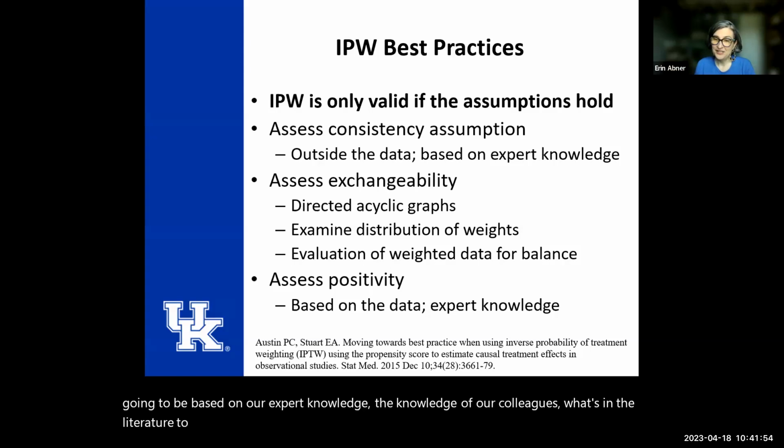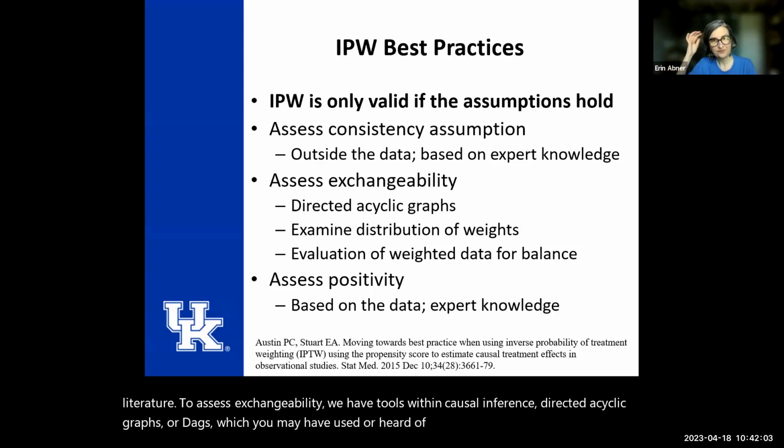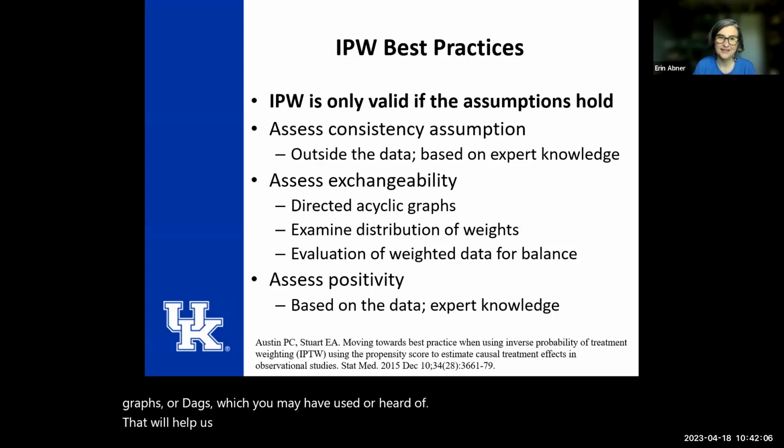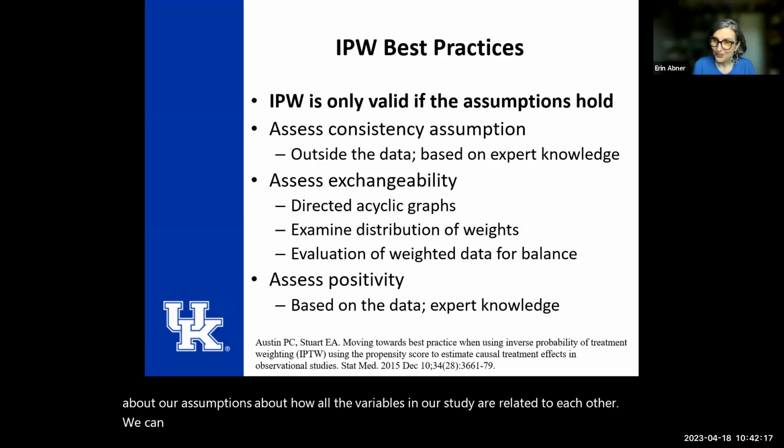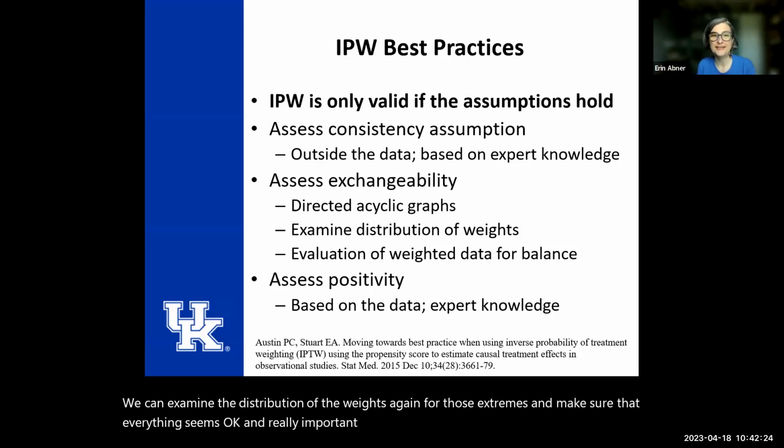To assess exchangeability, we have tools within causal inference, directed acyclic graphs or DAGs, which you may have used or heard of, that will help us select the covariates in L, and it will give us the opportunity to be very clear about our assumptions about how all the variables in our study are related to each other. We can examine the distribution of the weights again for those extremes and make sure that everything seems okay. And really importantly, we want to examine the weighted data for balance.